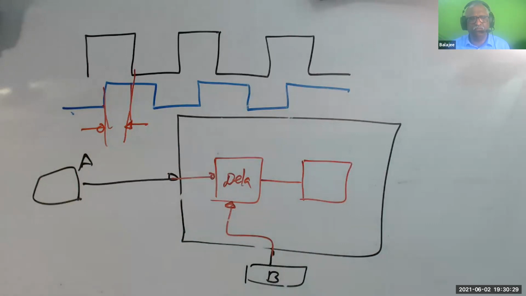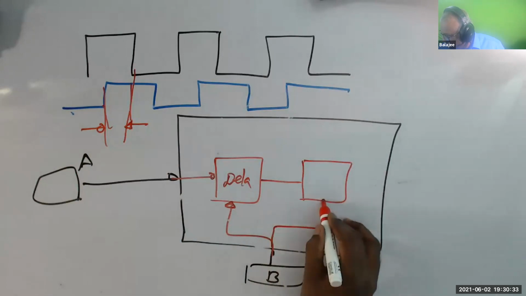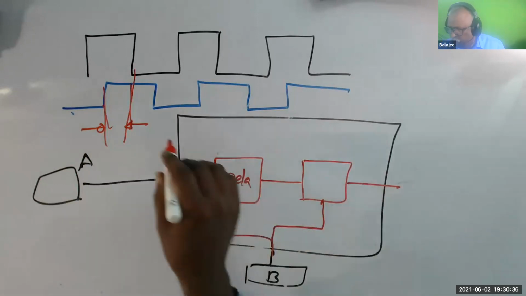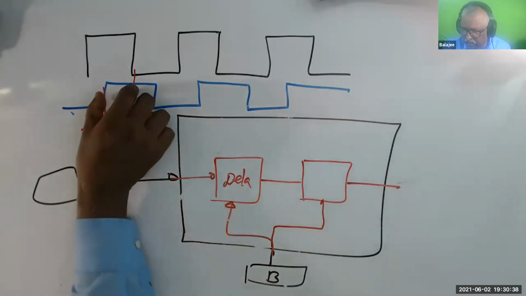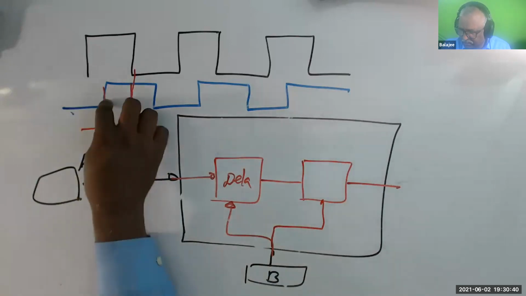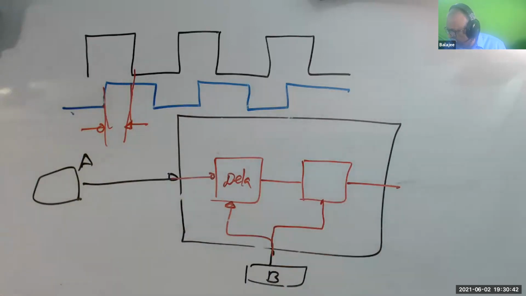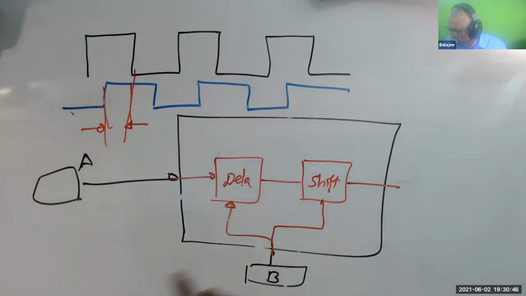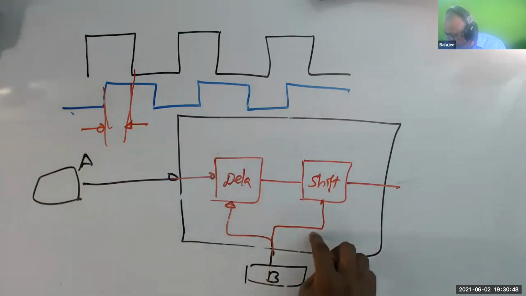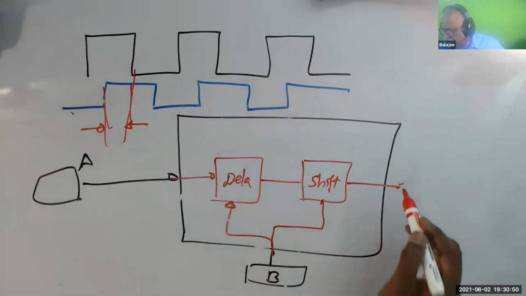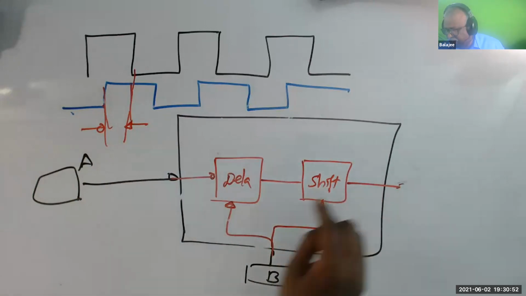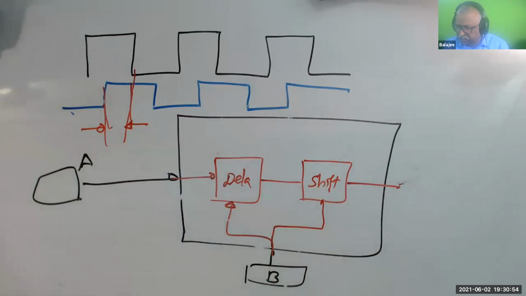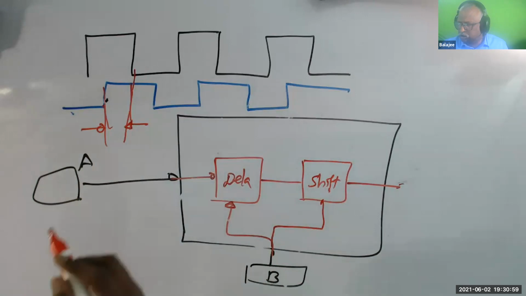Based on the delay, this guy will delay the B signal. Now you know that here there's a delay. This guy will shift this delay, will delay the B clock and send it out. So when you delay it, then what happens? This clock will get delayed and it goes here.